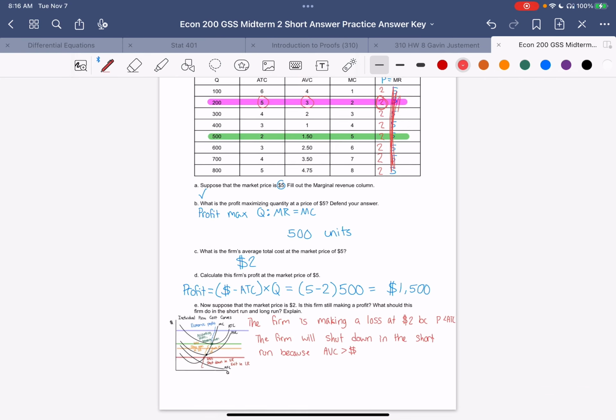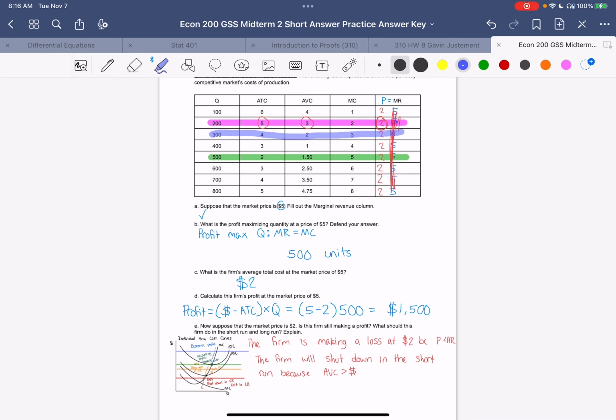All right, so if you want to take a look at a market price of $3 real quick, we won't go into too much detail, but let's say that the price is $3 now, not 2 or 5, you would be in between the ATC and the AVC. So you would stay in the market in the short run, but then you would exit in the long run. So that's how you can read these tables.